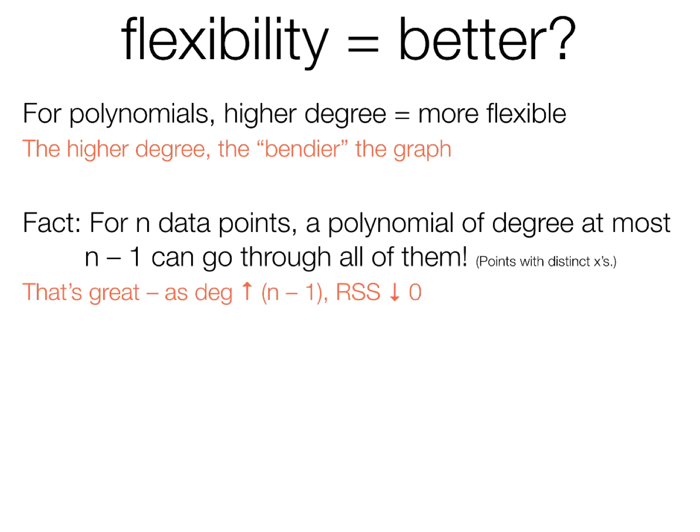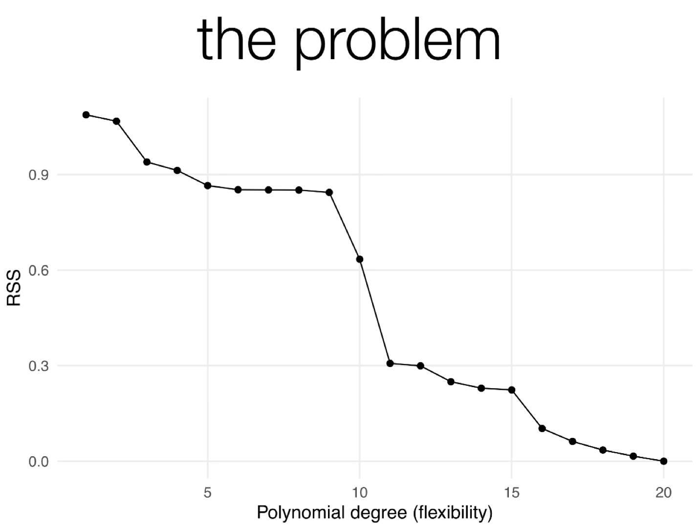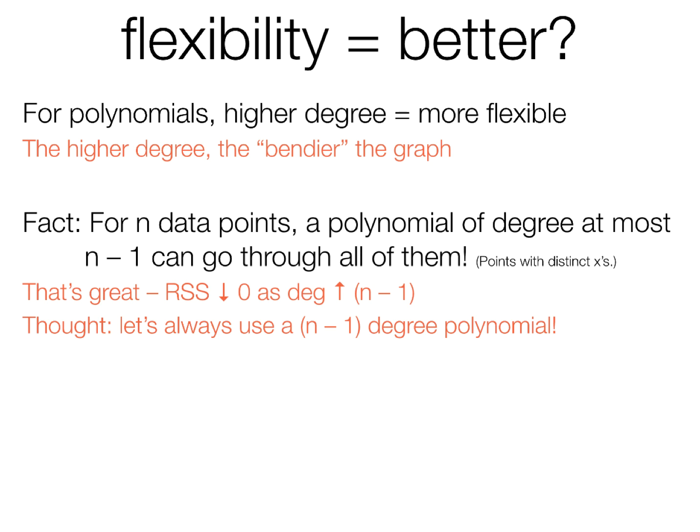So that seems great. As the degree increases up to n-1, the residual sums of squares will decrease. And in fact, we can make a little plot of this. As the polynomial degree on the x-axis grows, that means the flexibility of the model is getting better, and the residual sums of squares is going to decrease. So this may leave you with the idea, well, maybe we should always use an n-1 degree polynomial, right? If we know that an n-1 degree polynomial will always go through all the points, by the way, that's called interpolation.